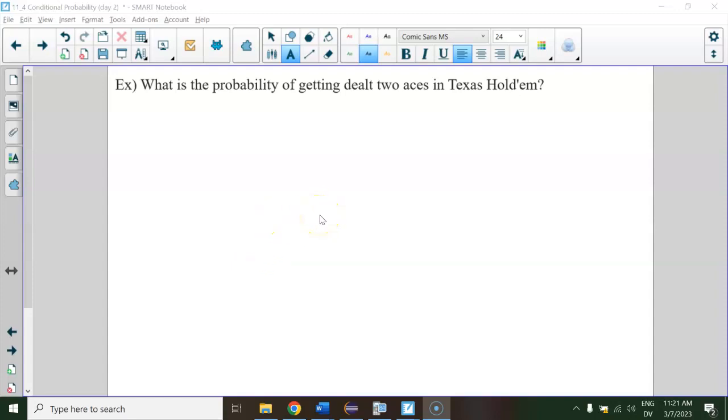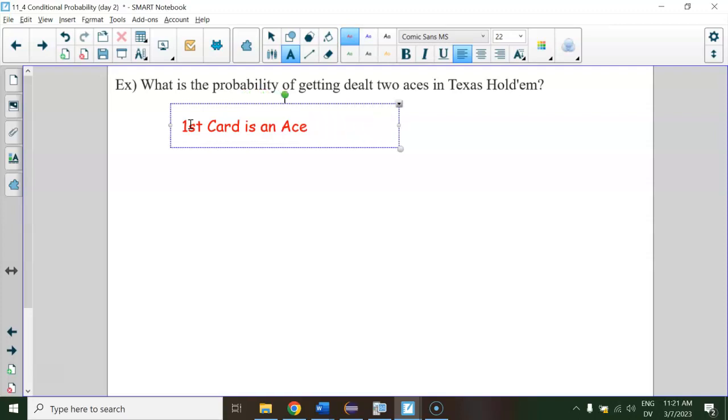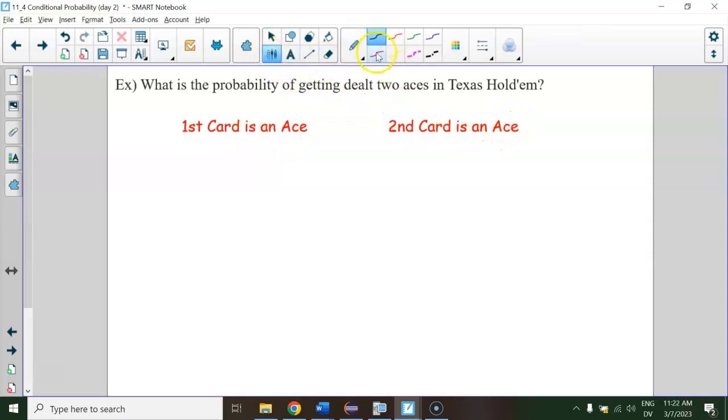All right, in this video, I'm going to attempt to go over the difference between dependent and independent events. So you have two events, like multiple events. Like in this case, the first event is the first card is an ace in this Texas Hold'em game, and the second event would be the second card is an ace. Okay, and you're not replacing the card. So these two events, first card being an ace, second card being an ace, would be an example of dependent events, because the probability of the second card being an ace depends on what happens with the first card.